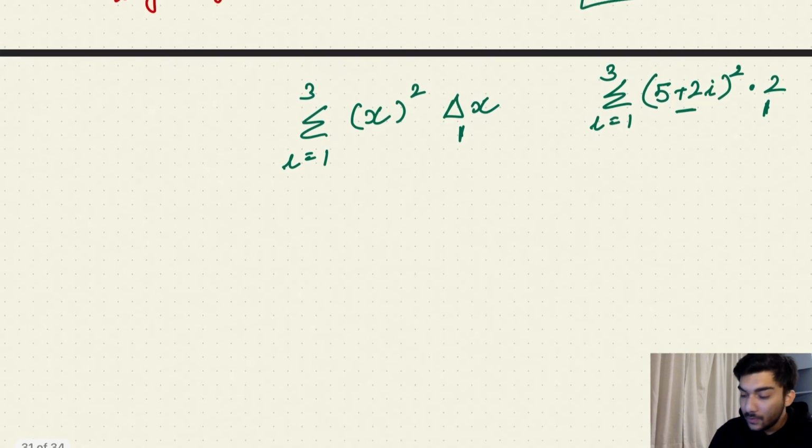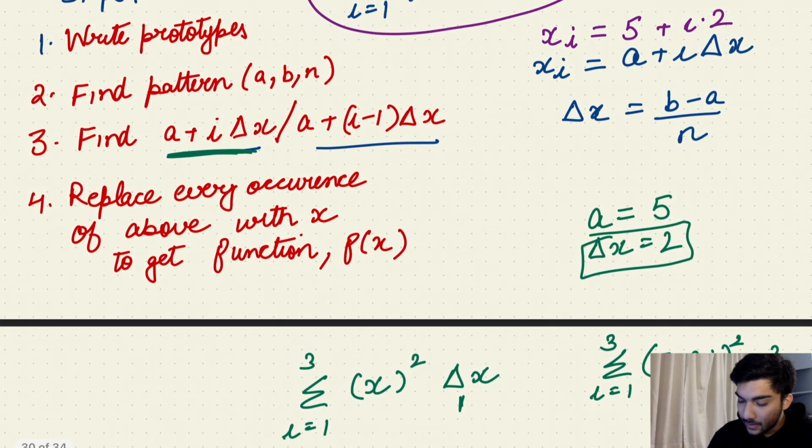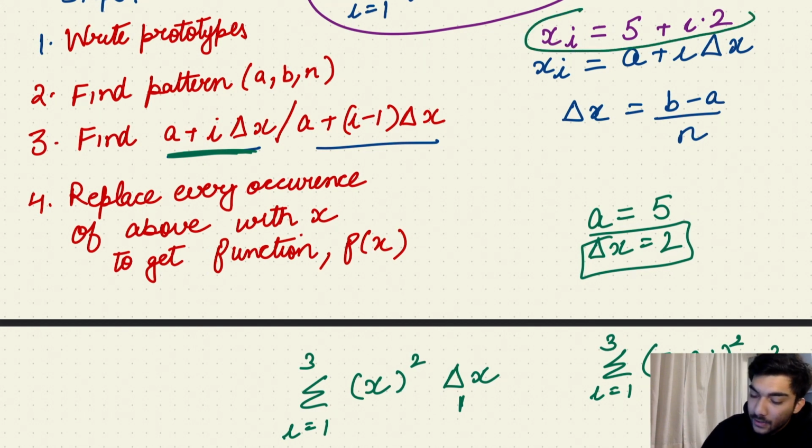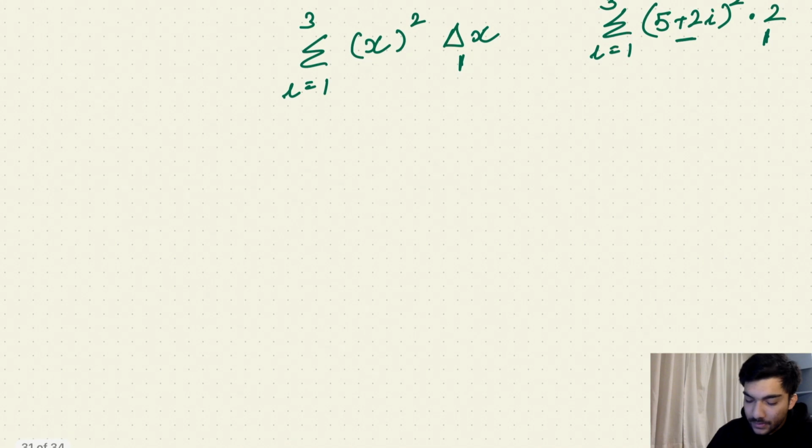And we can also confirm this expression from the above results as well, because my delta x was calculated to be 2, so I replaced 2 with delta x, and I've replaced every occurrence of 5 plus 2i, which I calculated in this case, with x. So this is the final expression that I get after replacing every occurrence of my a plus i delta x and changing all those values.